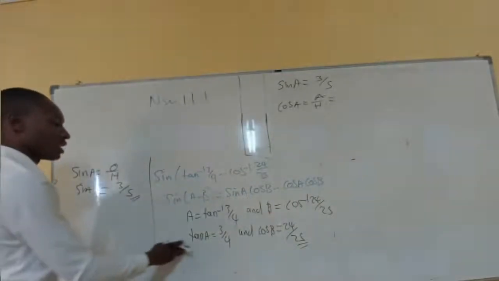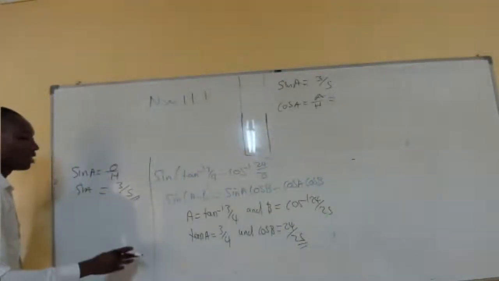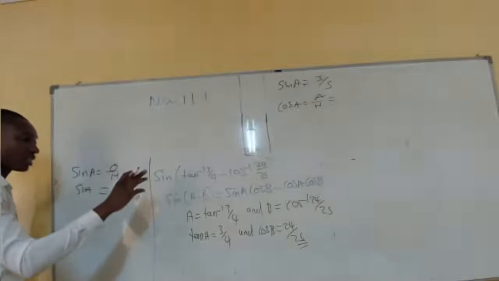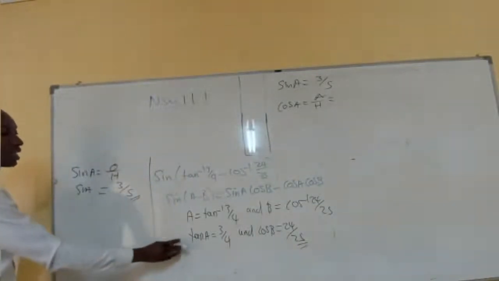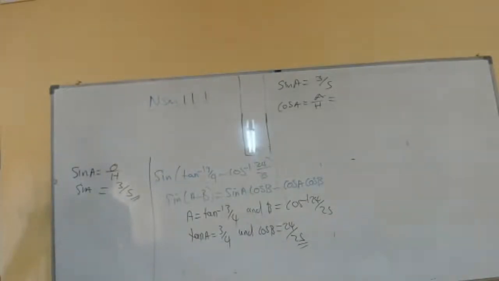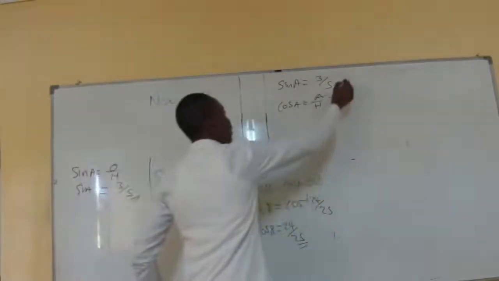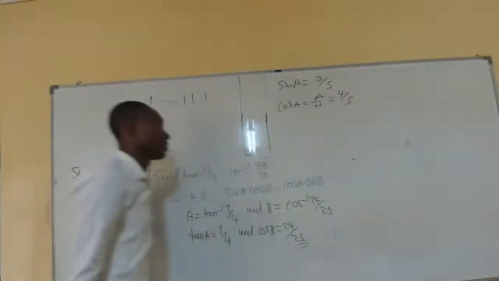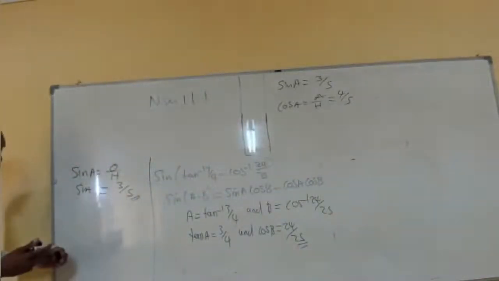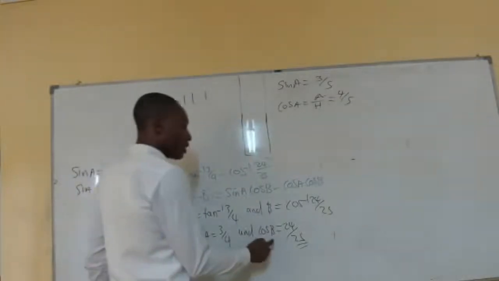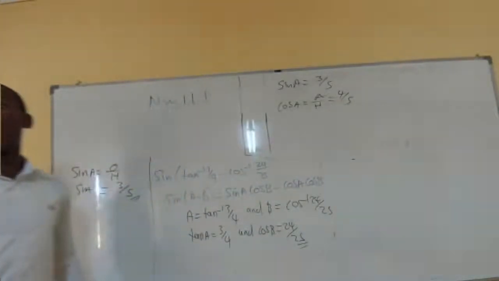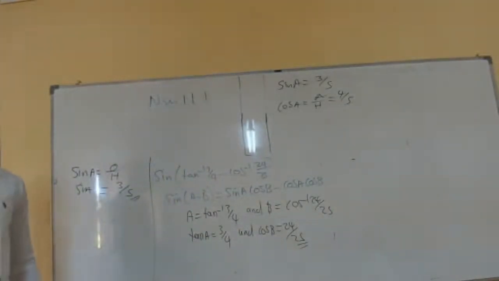Okay, so we have tan A is equal to 3 over 4. So what is cos A? Adjacent was given as 4 from tan. Because it's opposite over adjacent, the adjacent is 4, and the hypotenuse is found to be 5. Okay, the next part is we now need to find B. If the angle we're now dealing with is B, how do we get to the answer?